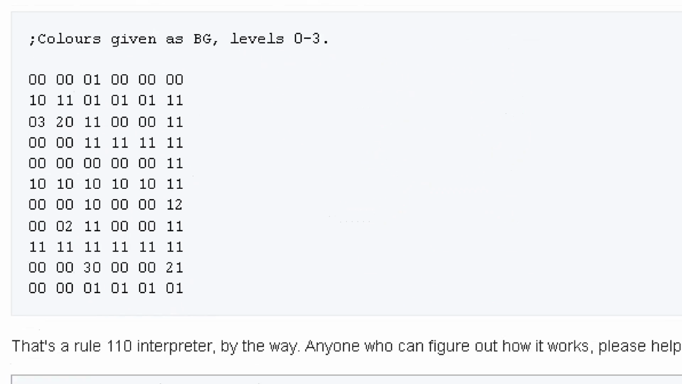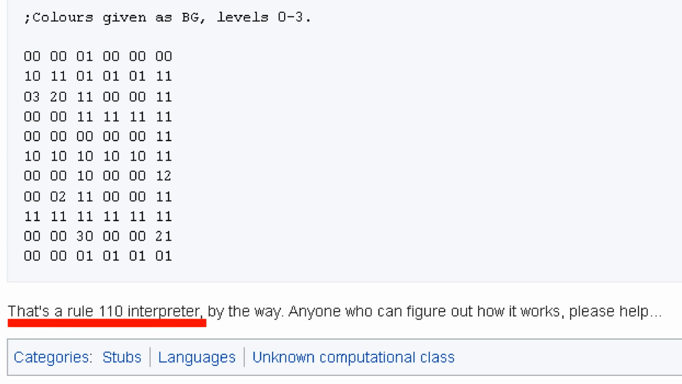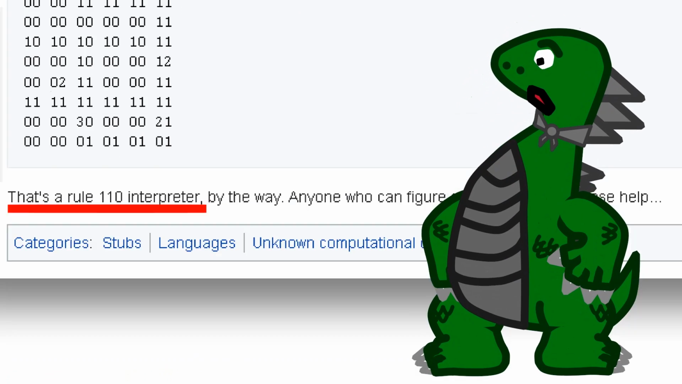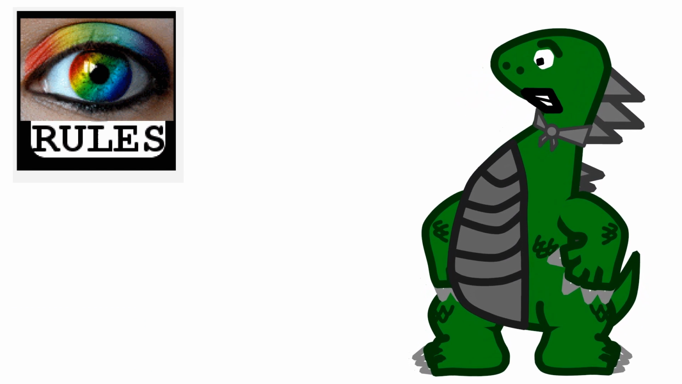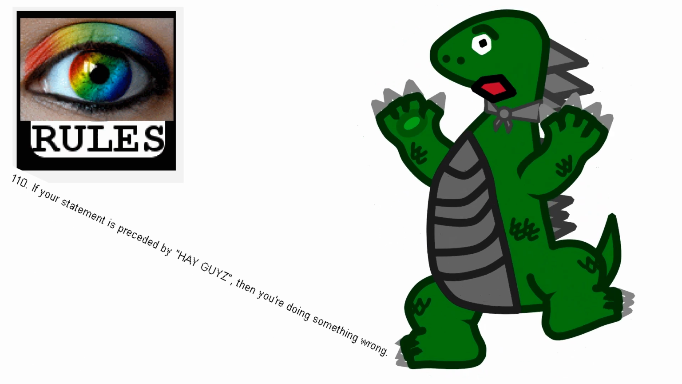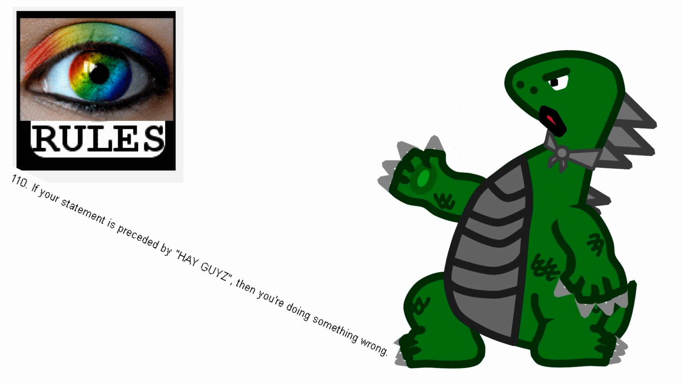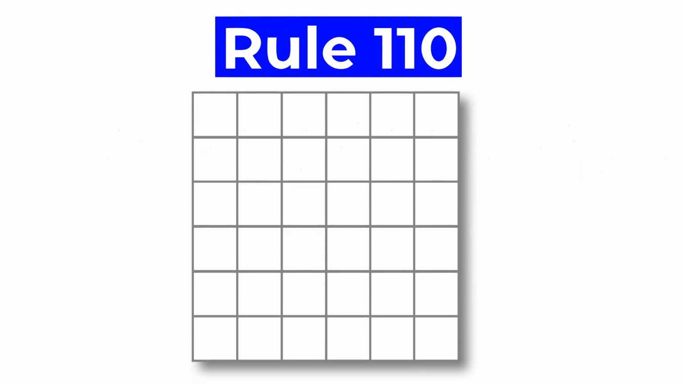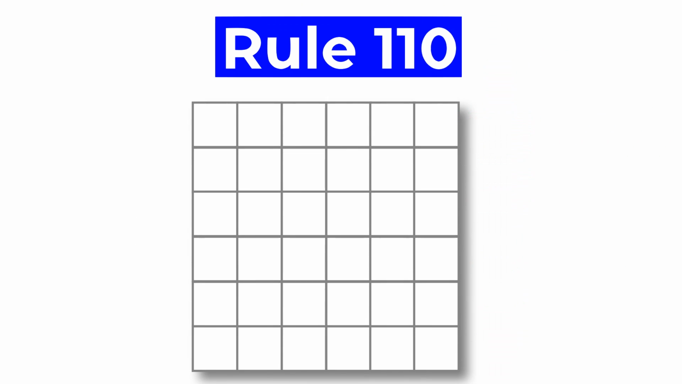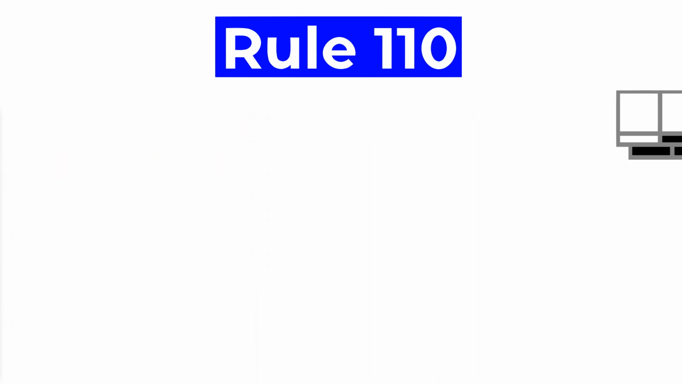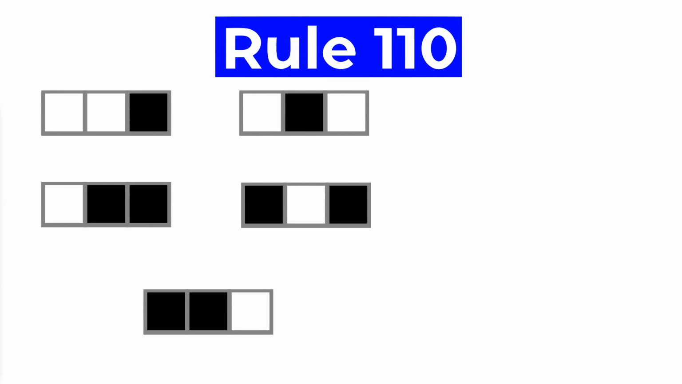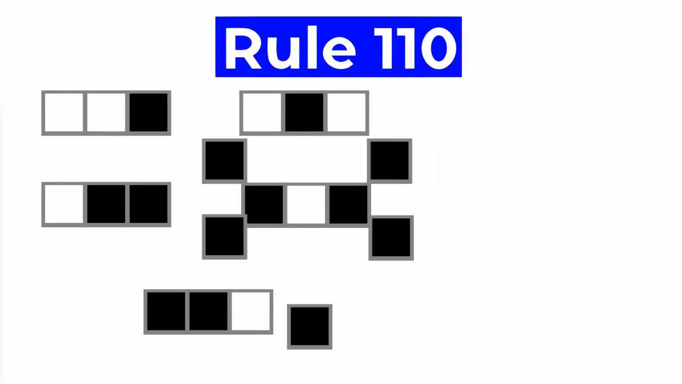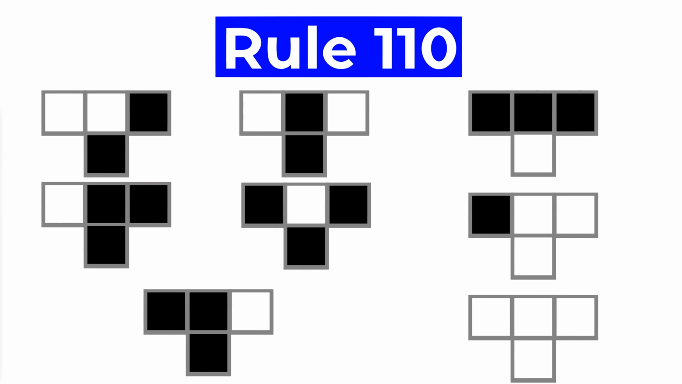This program is an interpreter for the Rule 110 cellular automaton. Rule of the Internet 110. If your statement is preceded by, "Hey guys!" then you're probably doing something wrong. Hey guys! So Rule 110 is a type of cellular automaton that starts at the top line and works downward. For each cell in each row, it checks what the three cells above it are. If the three cells above the cell being looked at are any of these patterns, then that cell is marked as filled. Otherwise, that cell is marked as empty.